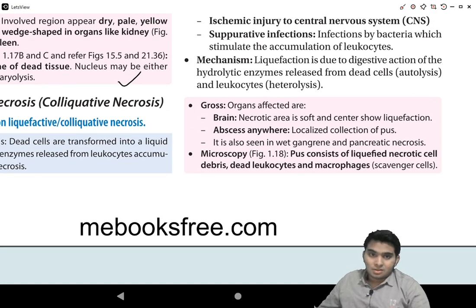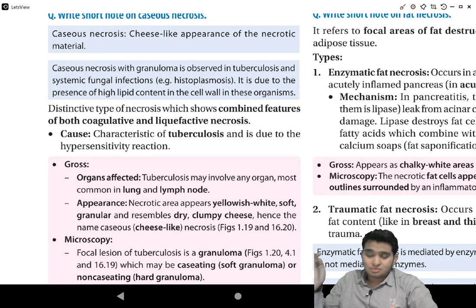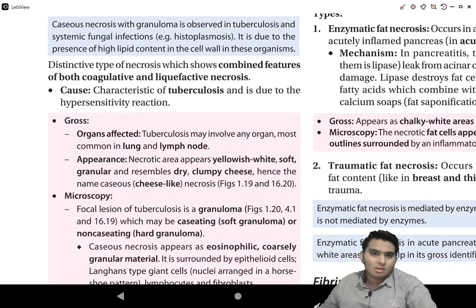Now, the organ affected is the brain. The necrotic area is soft, with centers of liquefaction. An abscess, anywhere, is a localized collection of pus. The third one is caseous necrosis. It is a distinctive type of necrosis which shows combined features of both coagulative and liquefactive necrosis. It is characteristic of tuberculosis and is due to a hypersensitivity reaction, as we all know.